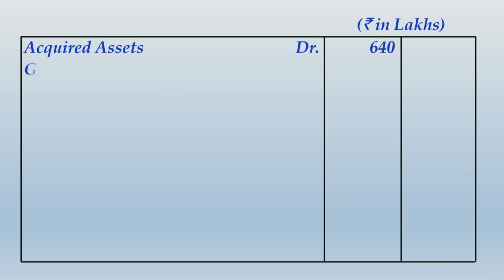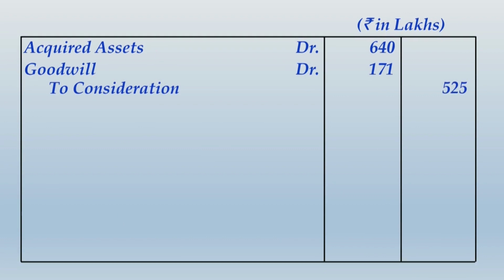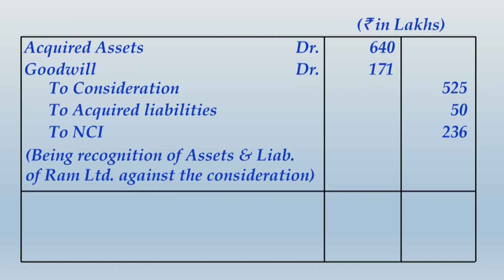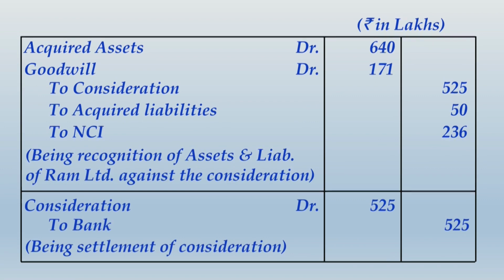It will be the same set of entries with just one difference, that goodwill will be different and the value of NCI will also be different, because this time it is the proportionate net asset method which is being applied. So same entries, different values. In fact, the later part consideration entry will have no change, same entry, same amount. So take note of these entries and then we move ahead.